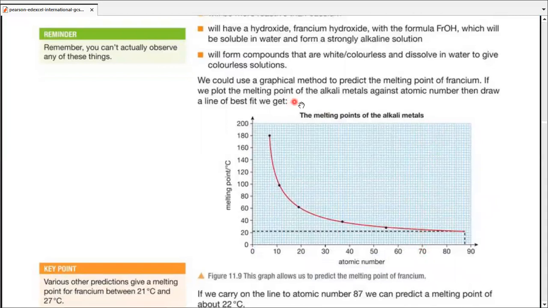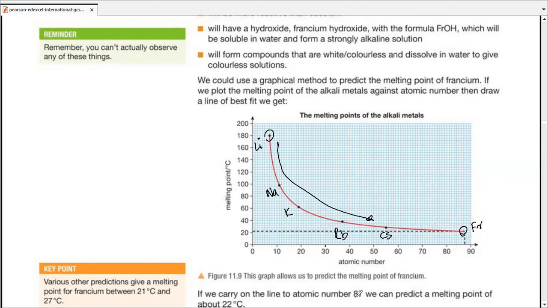We can also use a graphical method to predict the melting point of francium. If we plot the melting points of all the alkali metals against their atomic number and draw the line of best fit, we can easily get the value. Take a look. The atomic number increases from left to right on the x-axis of the graph, and on the y-axis, the melting point increases from 0 to 200. Remember, lithium had the highest melting point, and it went on decreasing. So this one's for lithium, this one's for sodium, this one's for potassium, this one's for rubidium, this one's for cesium. And of course, we can pick this one for francium.